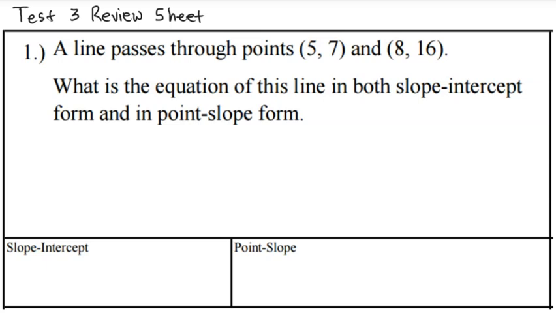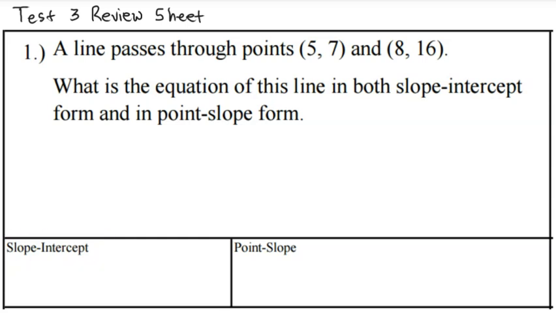So this is question 1, and it's asking for the equation of a line. There's a line that passes through 2 points, (5, 7) and (8, 16). A true statement is that given any 2 points, you can define a unique line. So there is one line on the coordinate plane that passes through the point (5, 7) and the point (8, 16). And it says we want 2 forms.